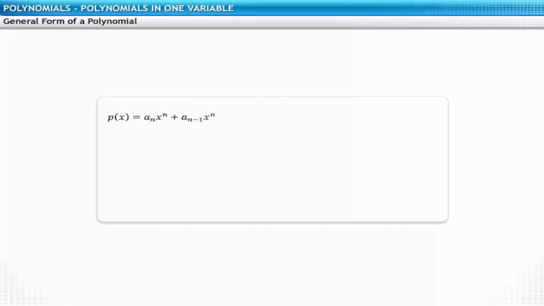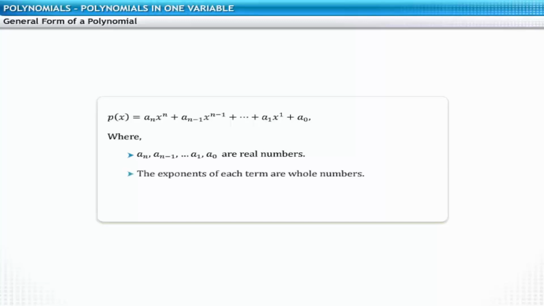The general form of a polynomial in one variable is p of x is equal to a_n x to the power of n plus a_(n-1) x to the power of n minus 1 plus, and so on, till a_0, where a_n, a_(n-1), and so on till a_0 are real numbers. The exponents of terms are whole numbers. The highest exponent, n, is the degree of the polynomial, where a_n is not equal to 0. You can name a polynomial on the basis of its degree.